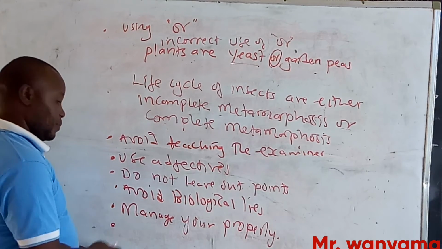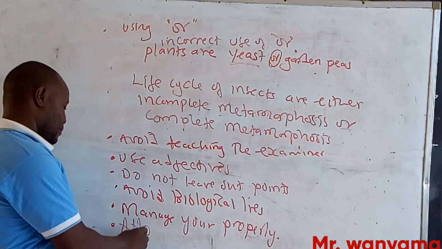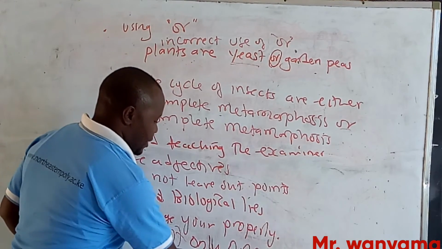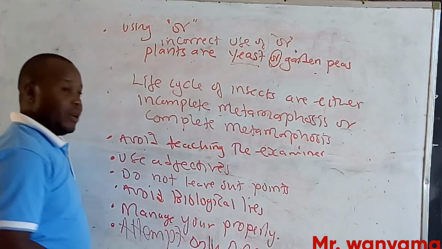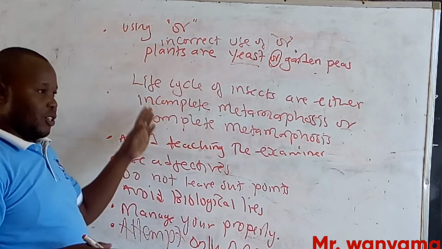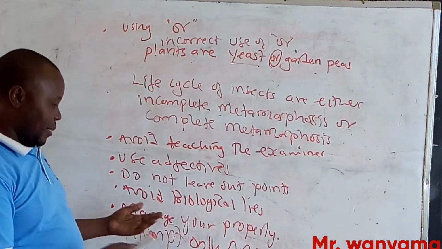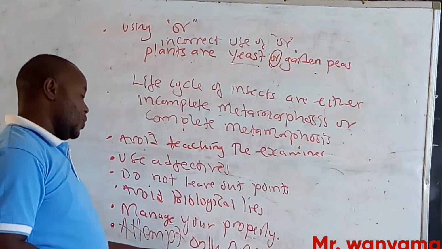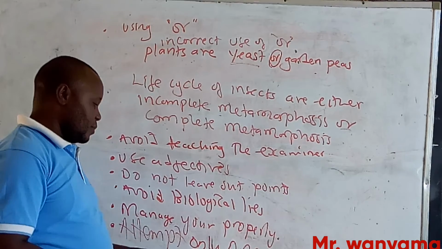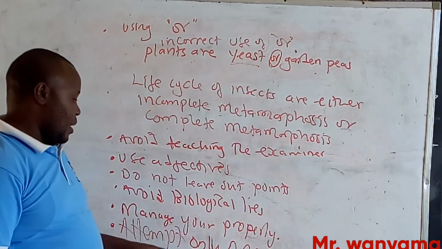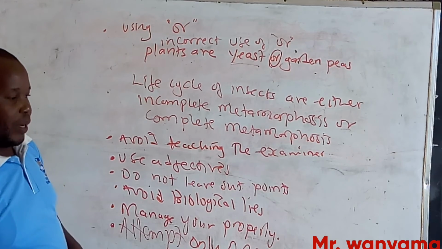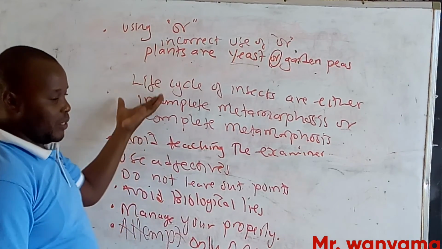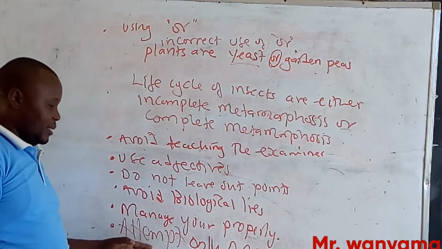Then also attempt only one essay. You have been given two choices, so don't be too smart to attempt all of them. The instructions are clear: attempt one. Attempt the one that you are sure about and have all the points you will make use of. Those are some of the guidelines on what you're supposed to do when writing an essay question. So make sure that you are able to write essays clearly.